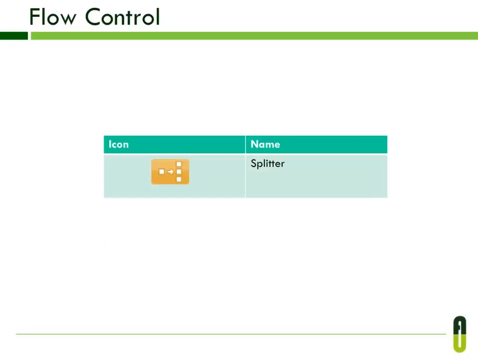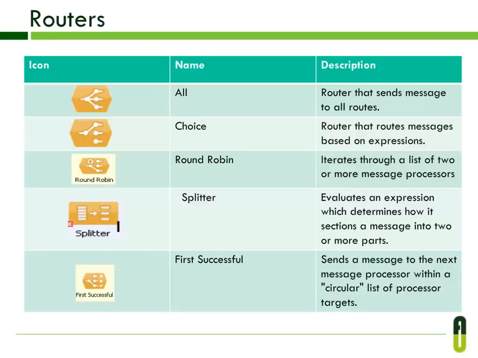Here you can see the flow control. Flow control refers to message processors that control the destination of the messages in a flow. The splitter uses an expression to split a message into pieces, all of which are then sent to the next message processor. Here you can see the two types of router. One is all router, and another is choice router.